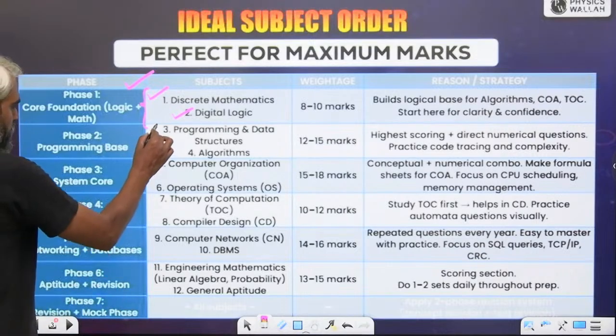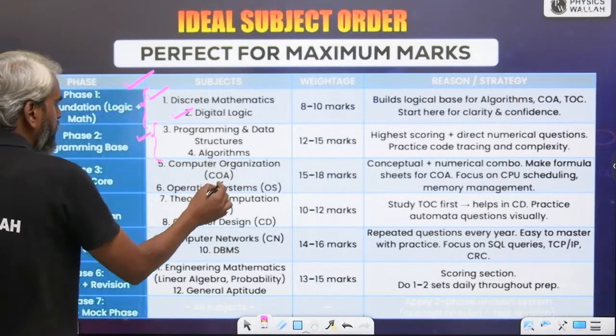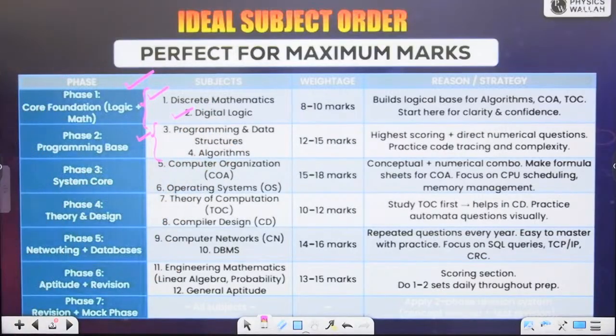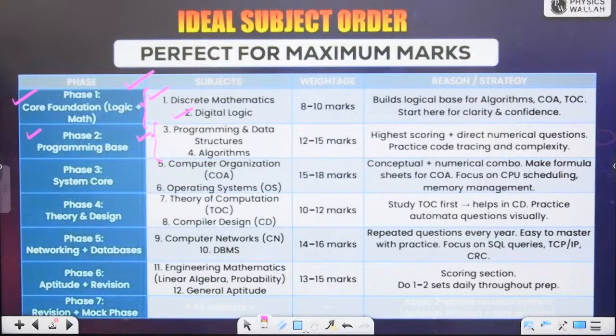Next thing is programming and data structure and algorithm. So algorithm is basically the application of graph theory along with the concept of programming and data structure, because if you don't know the data structure, you cannot understand the algorithm. So these two subjects will go hand in hand. So first thing is logic and discrete mathematics. Second thing is programming and data structure along with algorithm.